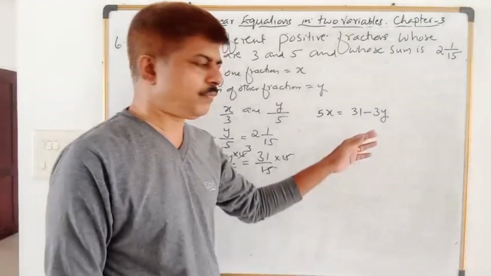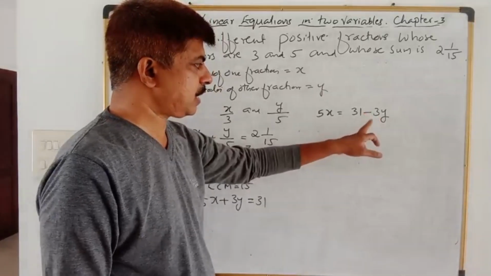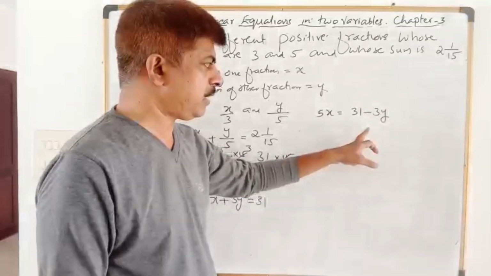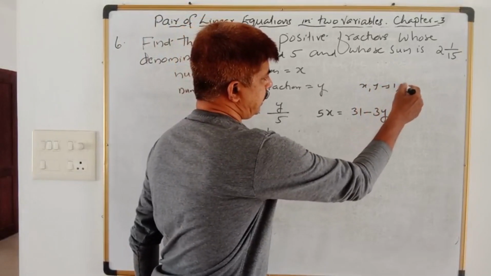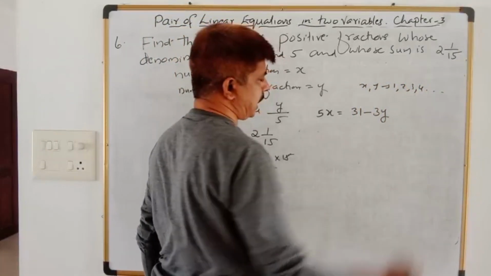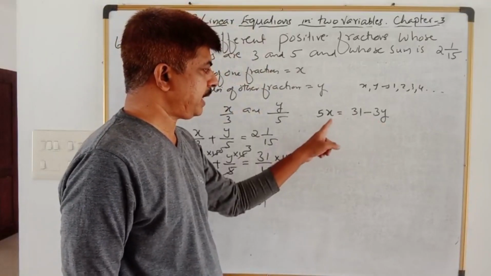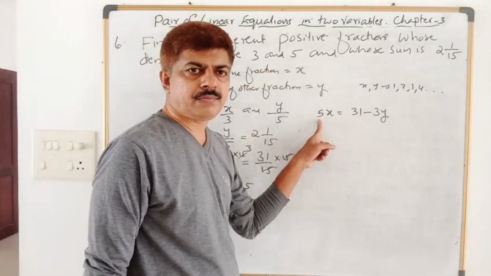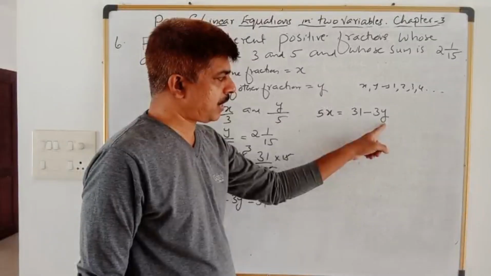Since it is a positive fraction, we assign some values for y. So x and y are natural numbers. We have to put only positive numbers. x and y take the values 1, 2, 3, 4, etc. So let us put some value for y to make the number divisible by 5. Okay, so try for different values of y.